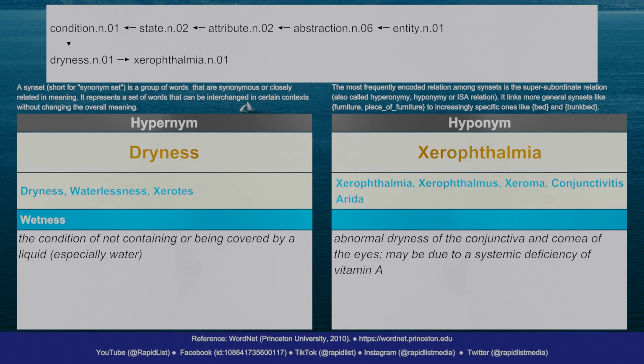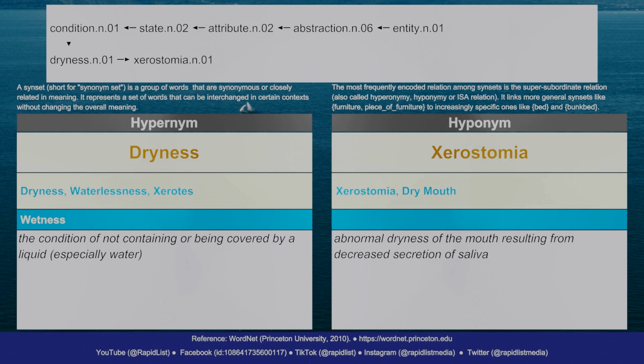Xerophthalmia. Abnormal dryness of the conjunctiva and cornea of the eyes may be due to a systemic deficiency of vitamin A. Xerostomia. Abnormal dryness of the mouth resulting from decreased secretion of saliva.